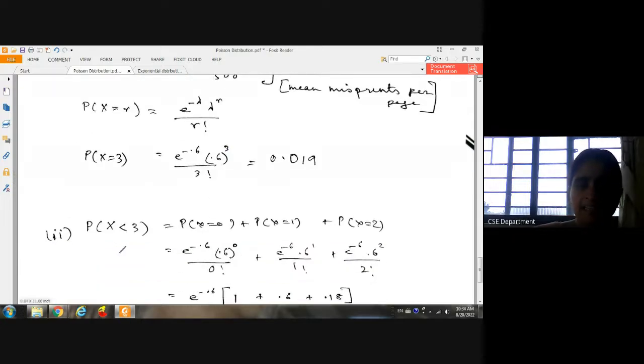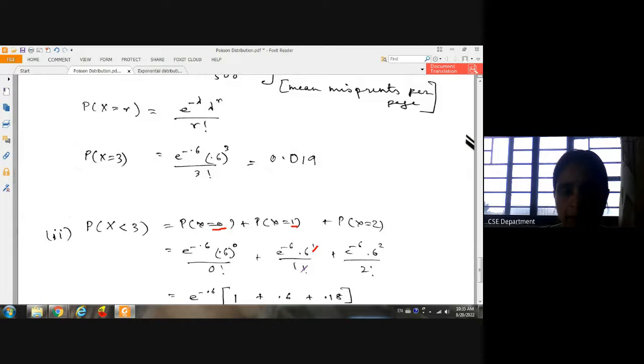Next, P(X less than 3). This is equal to P(X = 0) plus P(X = 1) plus P(X = 2). Less than 3 means the values are 0, 1, 2. So probability X equal to 0 plus probability X equal to 1 plus probability X equal to 2. You substitute in the formula e power minus m, m to the power of r by factorial r. Here r is 0, factorial 0. In the next place, r is 1.